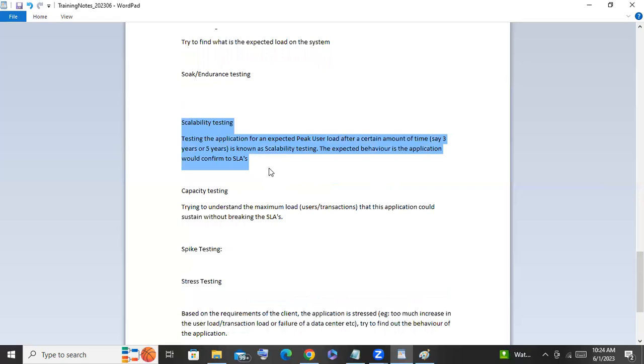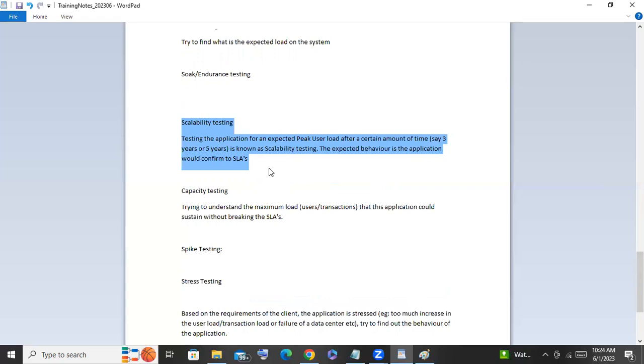Five years down the line, what is the kind of load we would expect, and we would test that. We would know the behavior of the application, so if suddenly something like that happens, your application is still able to sustain it. Clear about it, guys?